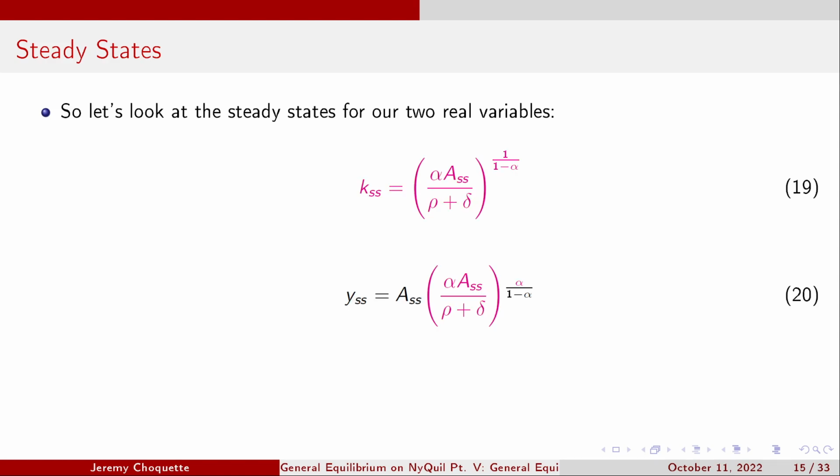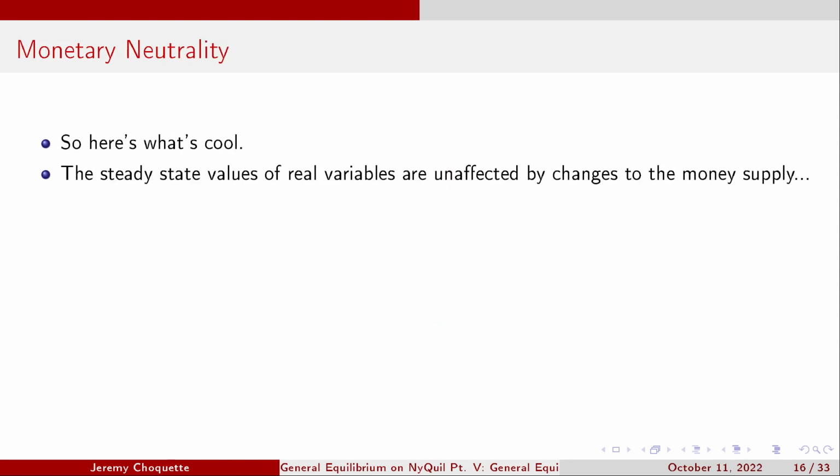So if we look at the steady states for our two real variables, do we see money in any of these? I don't. There's no M_SS, steady state money. It's not in there. So that's kind of interesting, isn't it? Here's what's cool about this stuff: the steady state values of real variables are unaffected by changes to the money supply.